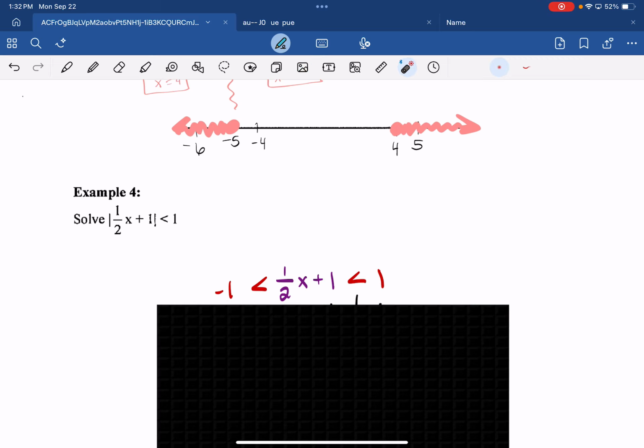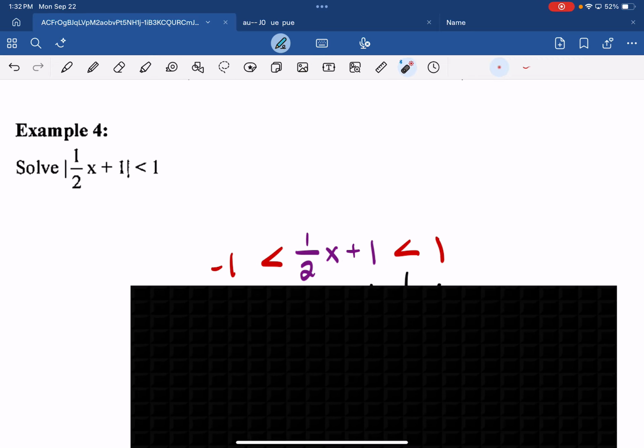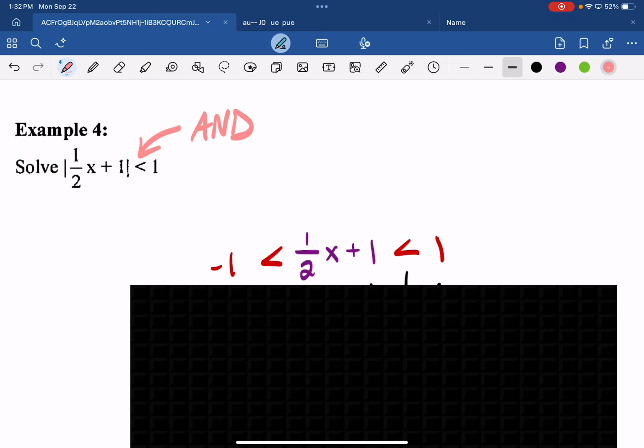All right, this is how we should have set it up. I'm not showing the answer, I'm just showing how we should have set it up. Remember, it's an and problem. This told me I had an and situation, so I left my middle alone. I made sure my negative number came first, then my positive number. My signs stay the same.